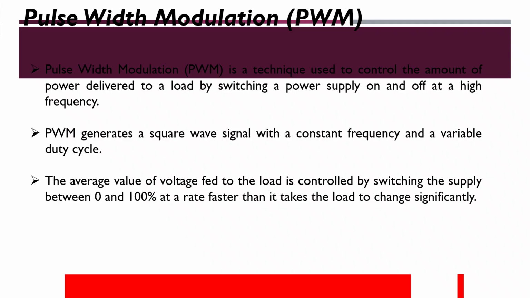So why should we go for pulse width modulation? Because it has efficient power control, low heat generation, high speed switching, better motor control, and easy implementation using microcontrollers. Due to these reasons we are using pulse width modulation in embedded systems.